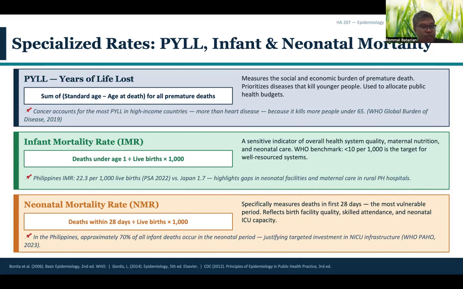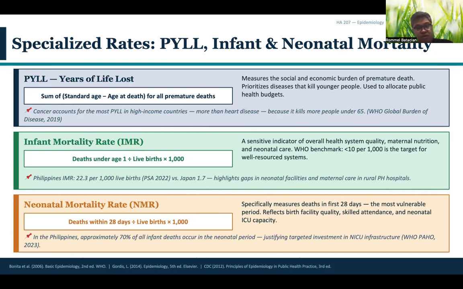For those of you who may administer provincial or regional hospitals, for example, this data is directly relevant to what services you need to prioritize, because infant mortality rate in the DOH data can also be broken down to regions and even by provinces or major cities. The third one here would be the neonatal mortality rate.